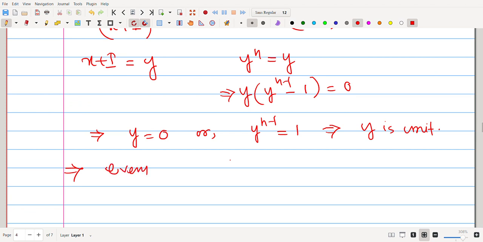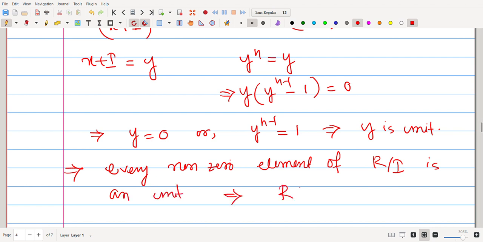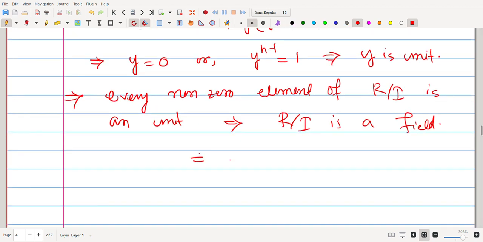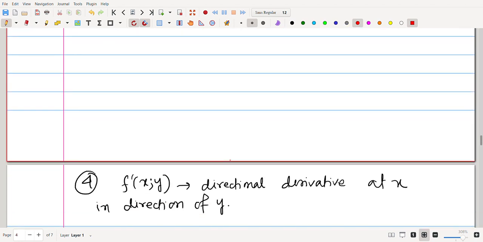Every non-zero element of R mod I is a unit. So it will imply R mod I is a field. This will imply I is a maximal ideal. Okay.